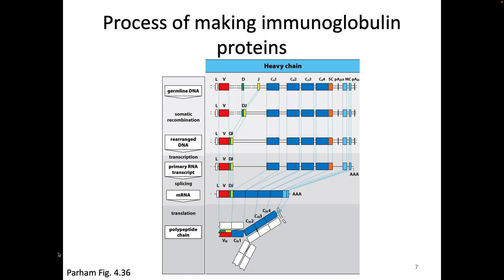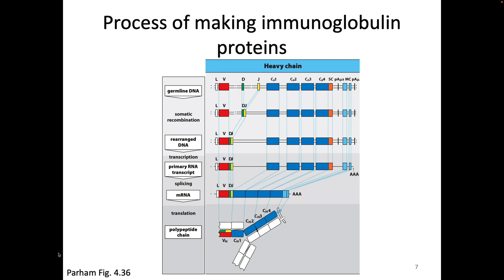Then we're going to actually make our mRNA. We're going to transcribe that mRNA. And originally, the mRNA is going to look pretty much the same as the DNA that we have. By the end, the mRNA that we're going to use is just going to have the constant region information that we need. So we're going to have kind of spliced to use the appropriate constant region. So at the beginning, my DNA might look like this. I'm not going to draw the DNA right now. I'm not going to draw the rearranged DNA right now, because I'm going to draw it later.